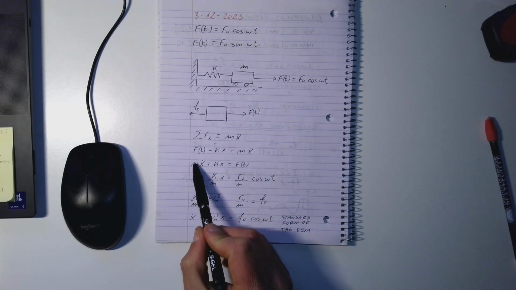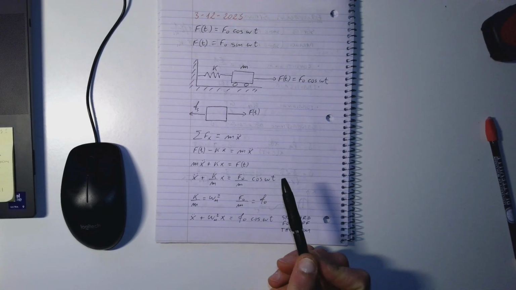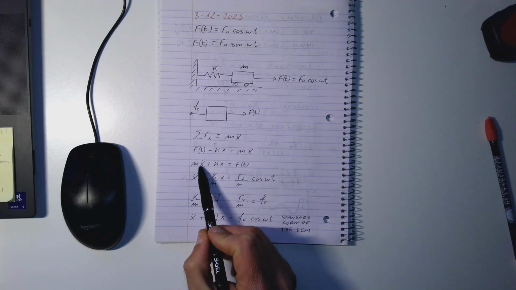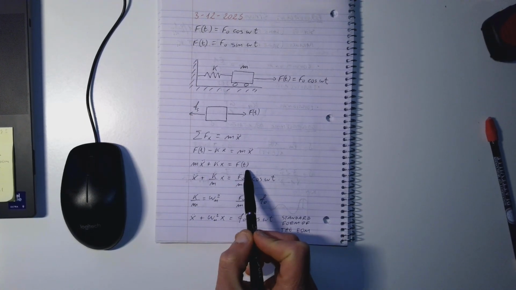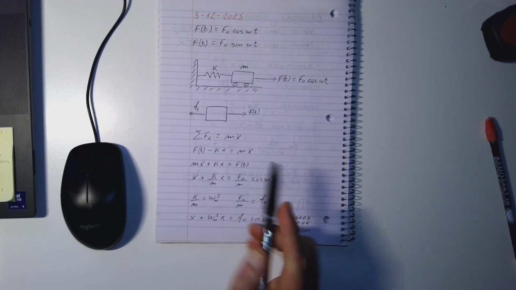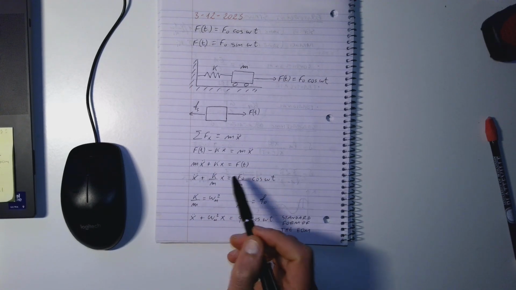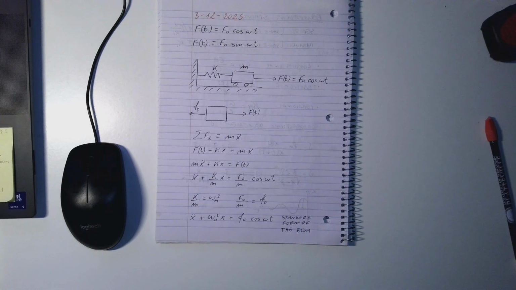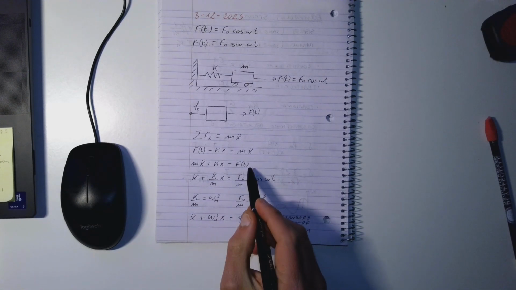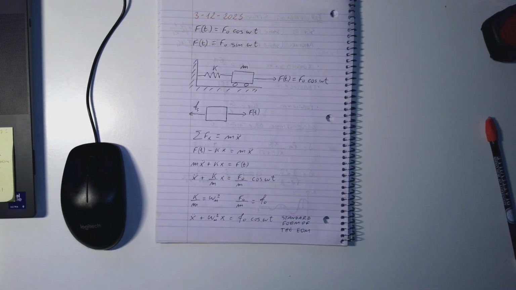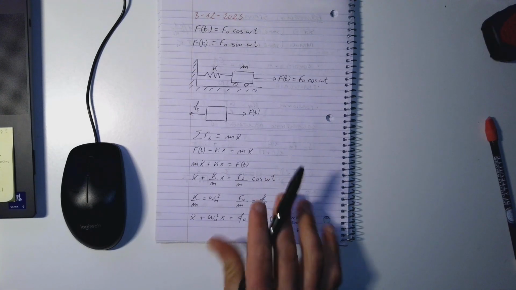We used to have m x double dot plus k x equal to 0, but now we have m x double dot plus k x equal to f of t. And this is not homogeneous anymore. This is not a homogeneous equation, it is a non-homogeneous equation. That's why we introduced the concept of the non-homogeneous equation.